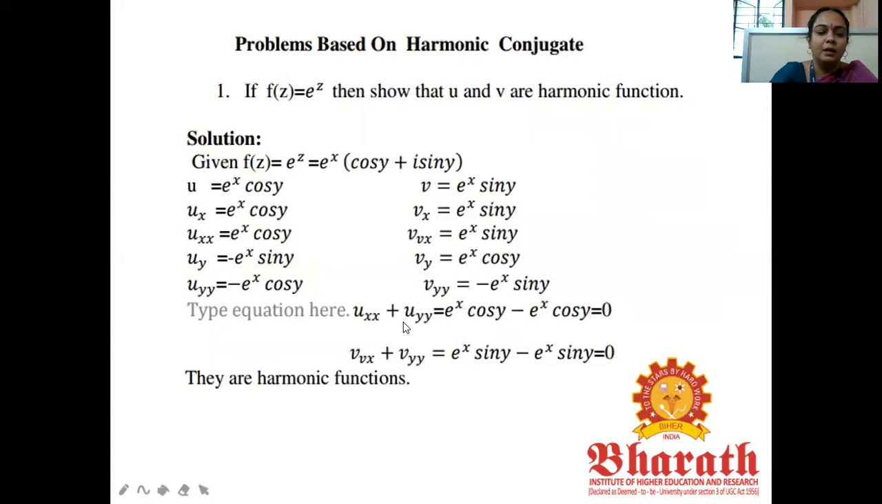Next, add u_xx plus u_yy and v_xx plus v_yy. u_xx plus u_yy is e^x cos y minus e^x cos y, which is equal to 0. v_xx plus v_yy is e^x sin y minus e^x sin y, which is equal to 0. So u_xx plus u_yy equals 0, and v_xx plus v_yy equals 0. So both u and v are harmonic functions.